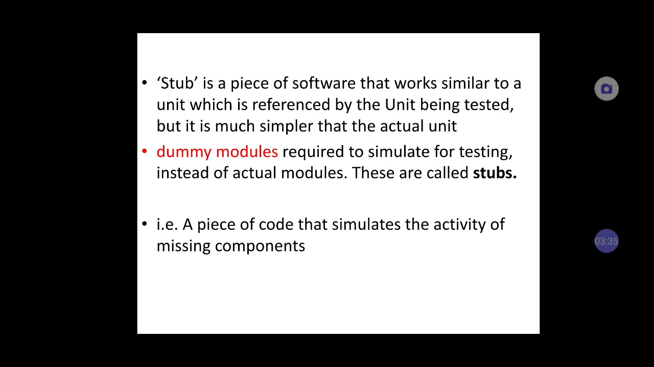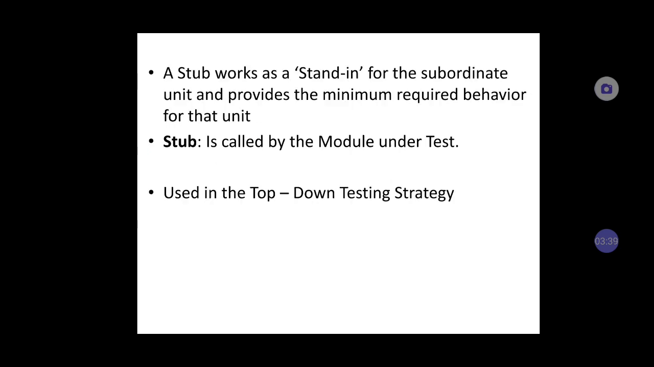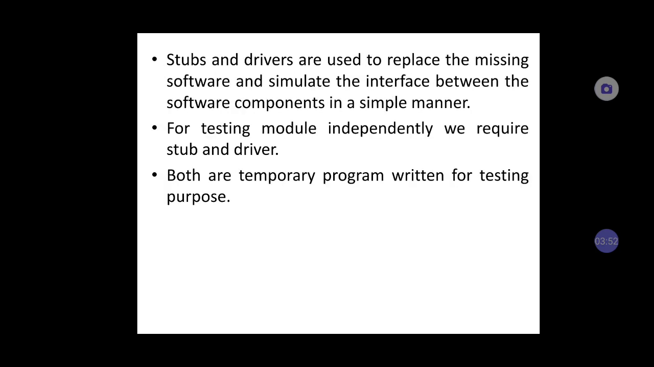These are called stubs, a piece of code that simulates the activity of missing components. A stub works as a stand-in for the subordinate unit and provides the minimum required behavior for that unit. A stub is called by the module under test and it is used in the top-down testing strategy.